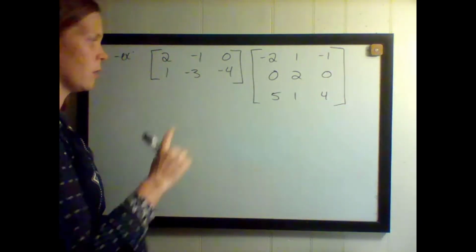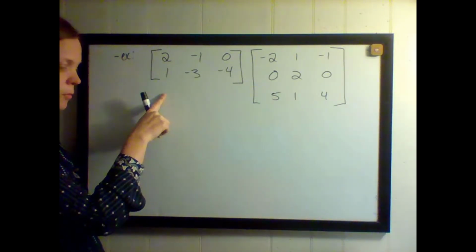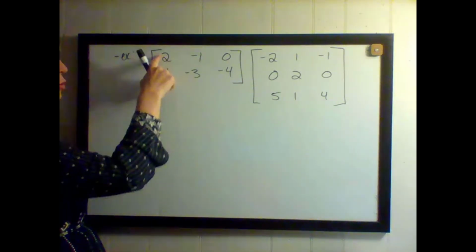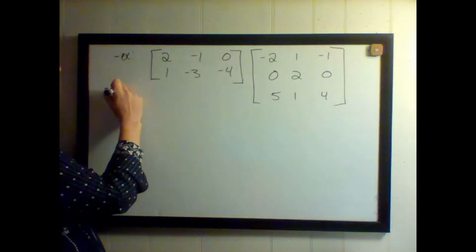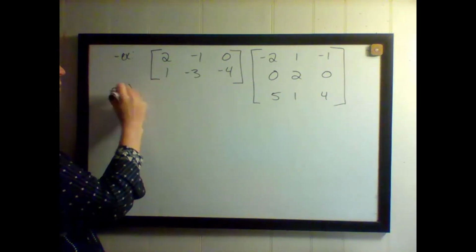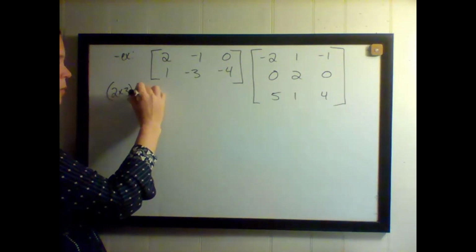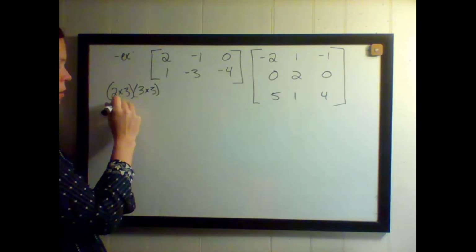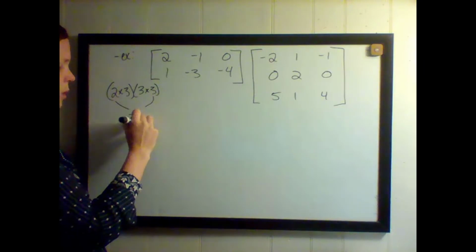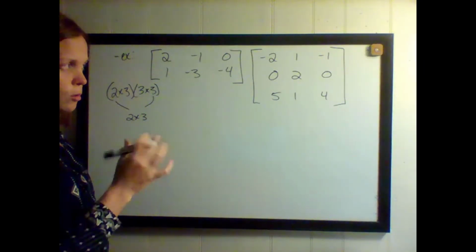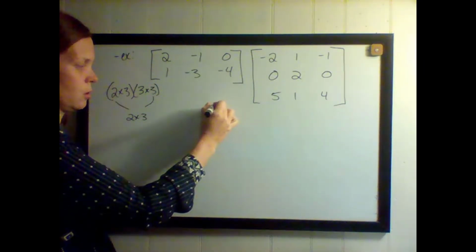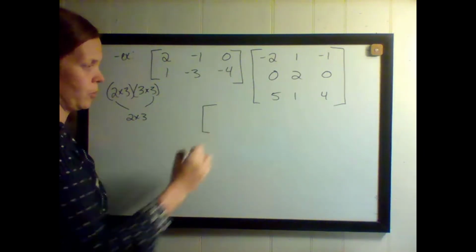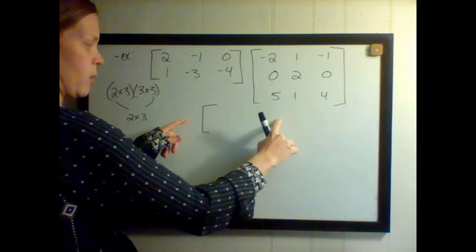So let's think about this one. This one is 2 rows by 3 columns. So it's a 2 by 3, and I'm multiplying this by a 3 by 3. Notice these inner numbers have to be the same, so that then it ends up being a 2 by 3 for my answer. Using what we just talked about, let's see how that works out. So it should be a 2 row by 3 column.